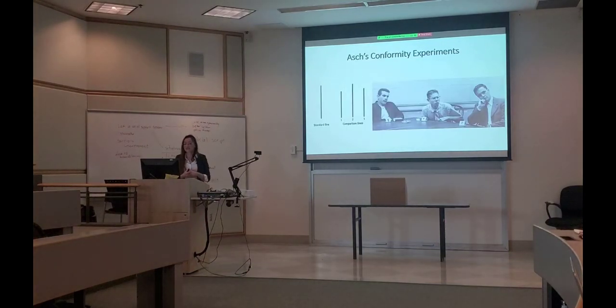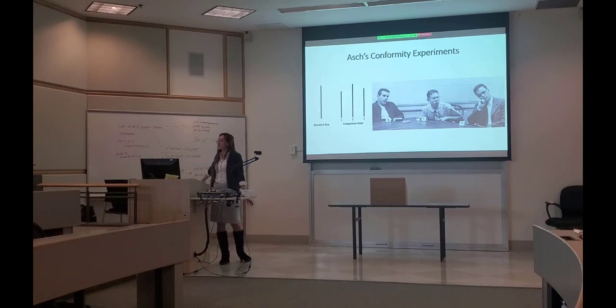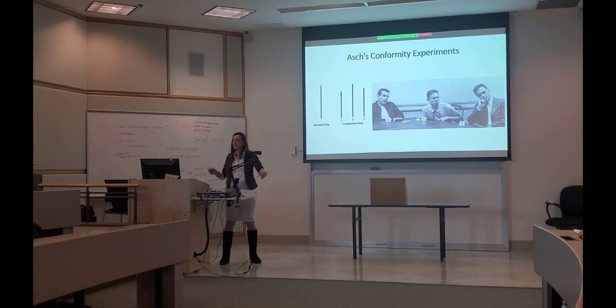Solomon Asch has some famous conformity experiments. What would happen is that, let's say you're participating in a psychological study and you're one of the subjects, and there's a couple of other people who you think are also subjects in the experiment, but actually they're confederates, they're research assistants.